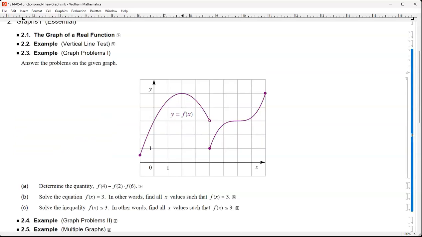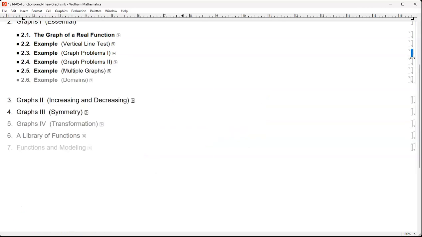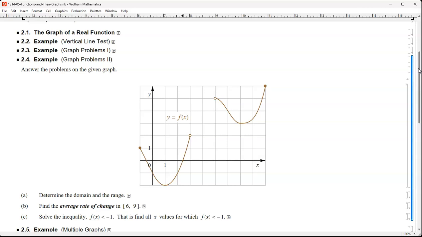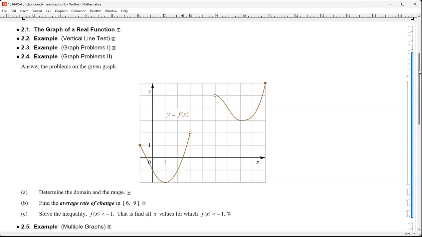And we completed 2.3, I believe. Let's go to 2.4. A similar problem here with a little bit more complicated graph, I have to say. Determine the domain and range.